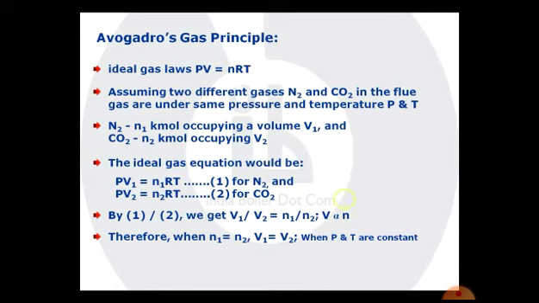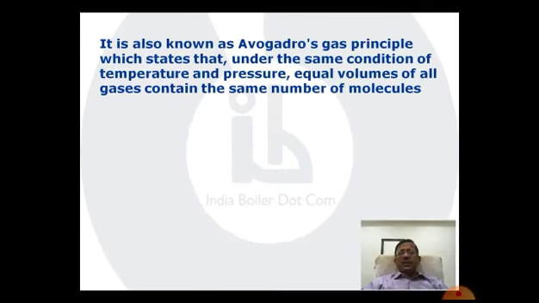Or I can also say that if N1 is equal to N2, V1 is equal to V2 when pressure and temperature is constant. This is also known as Avogadro's gas principle, which tells us that under the same conditions of pressure and temperature, equal volume of any gas will have the same number of molecules.